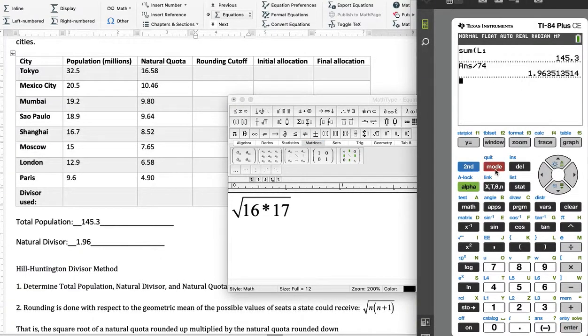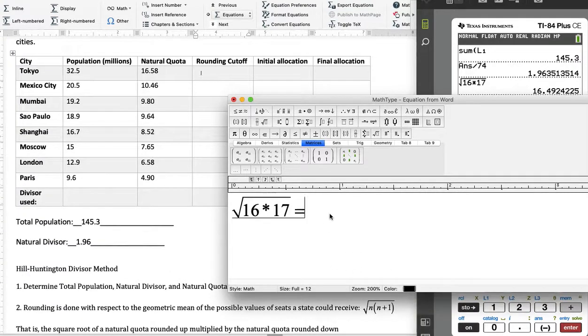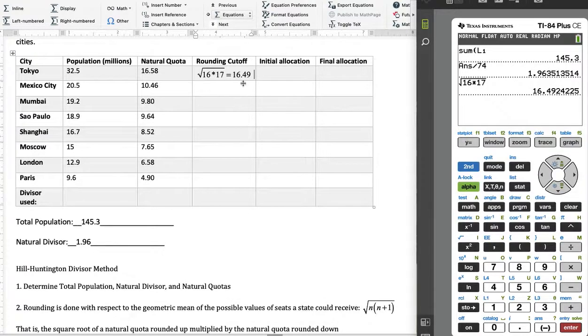So now I have to go back to the calculator. I'm going to do the square root of 16 times 17. That gets us 16.49. So our rounding cutoff is 16.49. The allocation we compare to the rounding cutoff. 16.58 is greater than 16.49. We go up to 17.